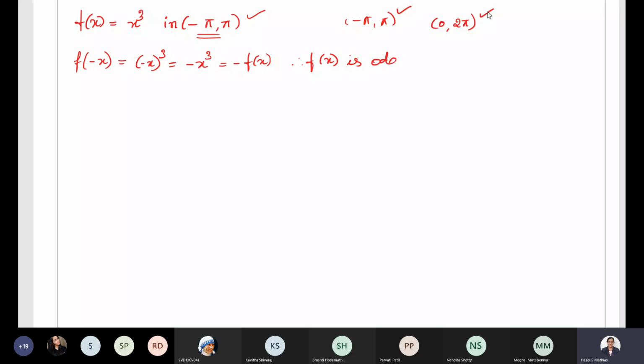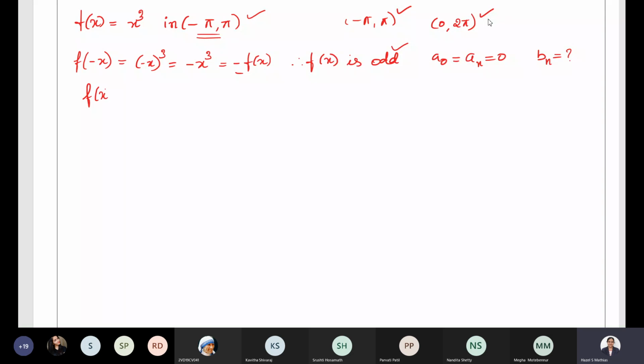If the function is odd, what can we conclude? If the function is odd, both the Fourier coefficients a0 and an are 0, and we need to find the value of bn. Remember that. If f of minus x is equal to minus f of x, we can conclude that f of x is an odd function. If f of x is an odd function, then the Fourier coefficients a0 and an are 0. I hope this much is clear to everybody. Then we need to find bn.